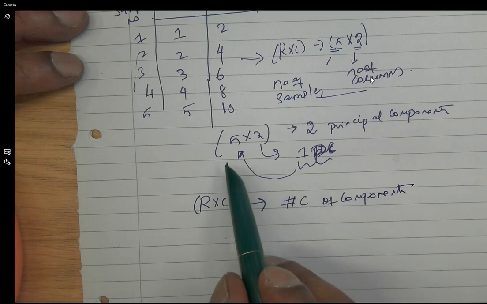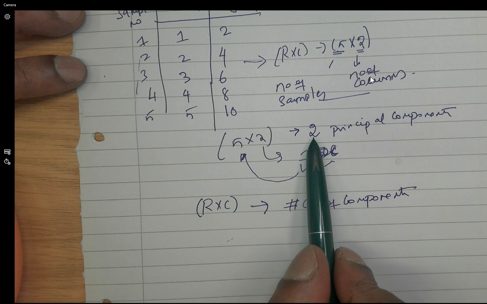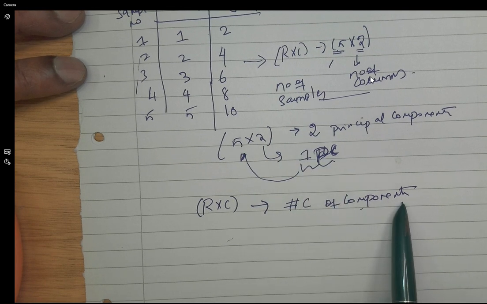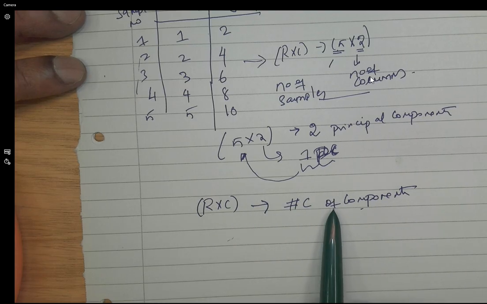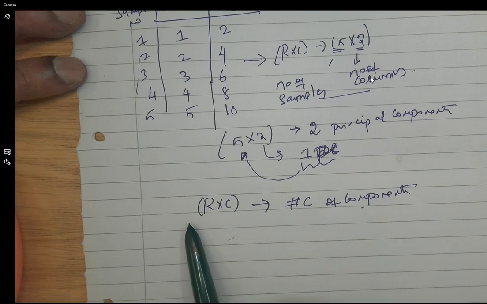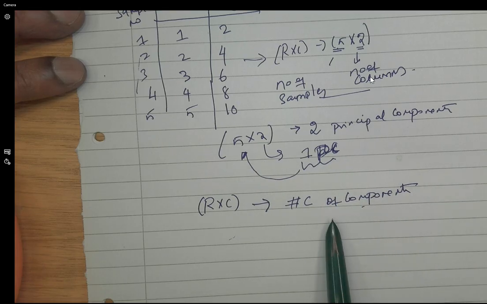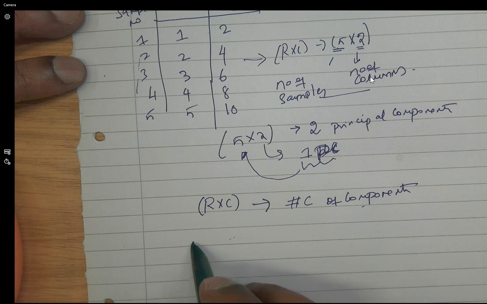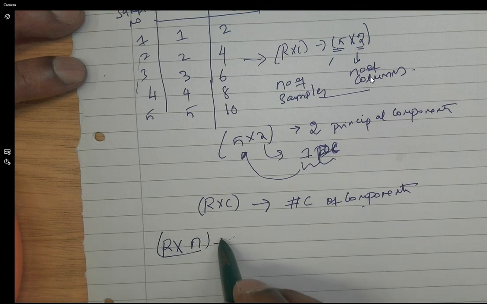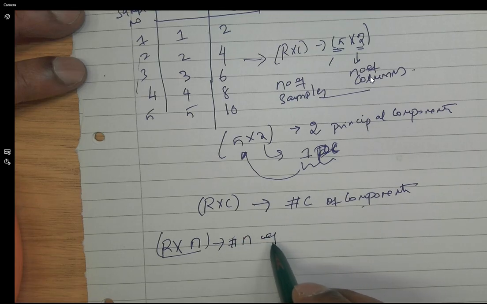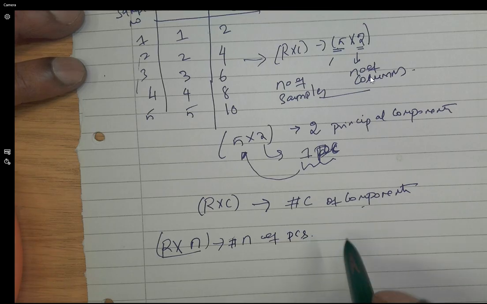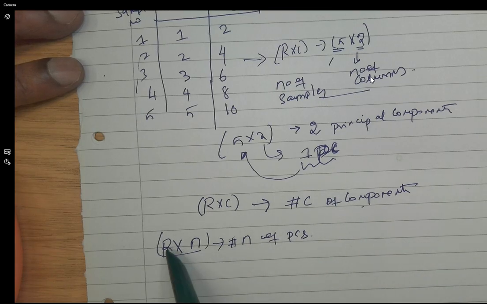So if the data dimension is 5 multiplied by 3, then we can get up to 3 components. If we have 4 variables, we can get 4 components. If we have 10 variables, in other words 10 columns, then you can have 10 components. If you have n variables, say rows multiplied by n columns, then you will get n number of PCs, or principal components.